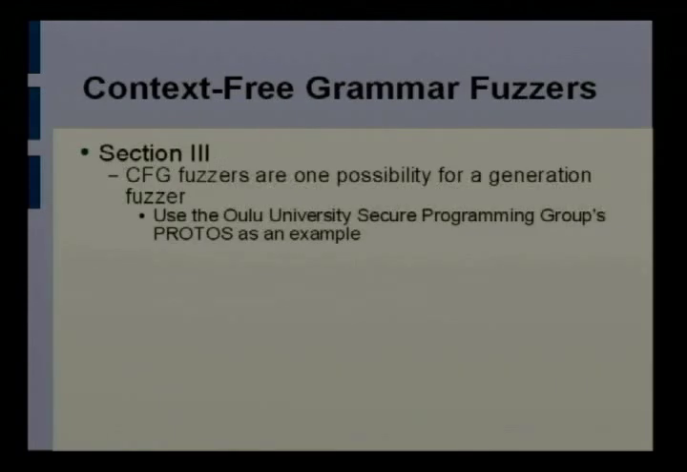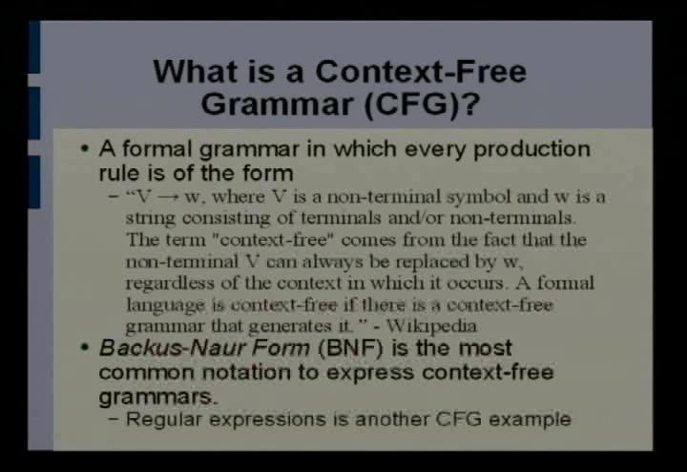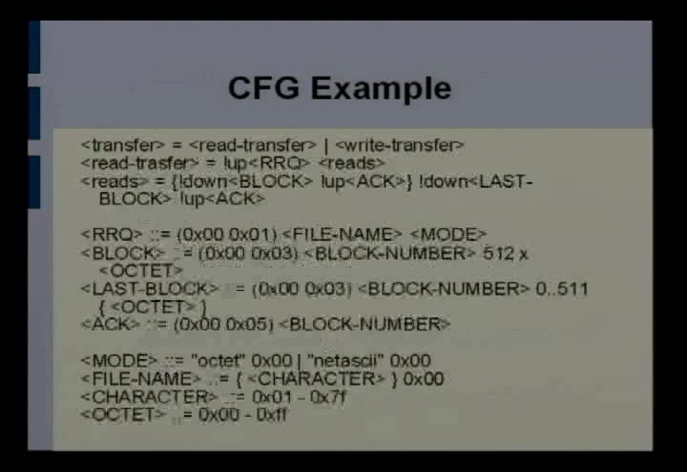Okay, so that's all the intro stuff, and we're going to go into context-free grammars. I'm not a context-free grammar expert. I admit that. I've never written a fuzzer that uses context-free grammars, but the people at Oulu University Secure Programming Group came up with PROTOS. I know you guys have probably heard about that if you've been fuzzing for a while, and they did some really good research on that. And I'm just going to blow through this pretty quickly and not really talk about how the BNF language and all that stuff works. But basically, here's an example.